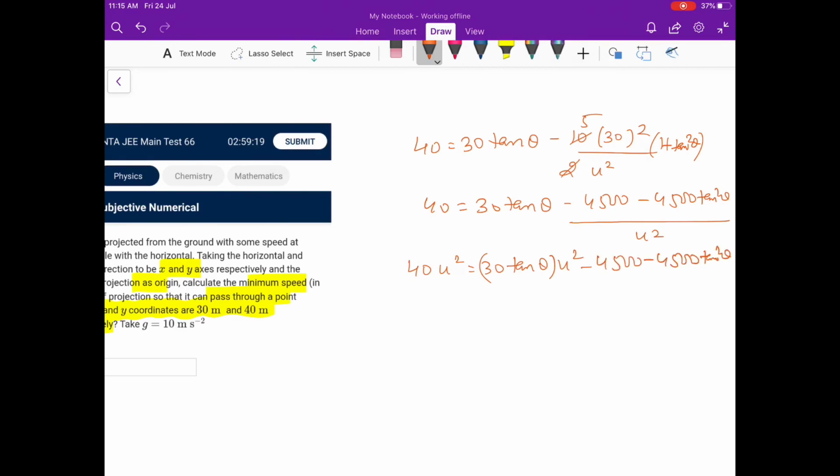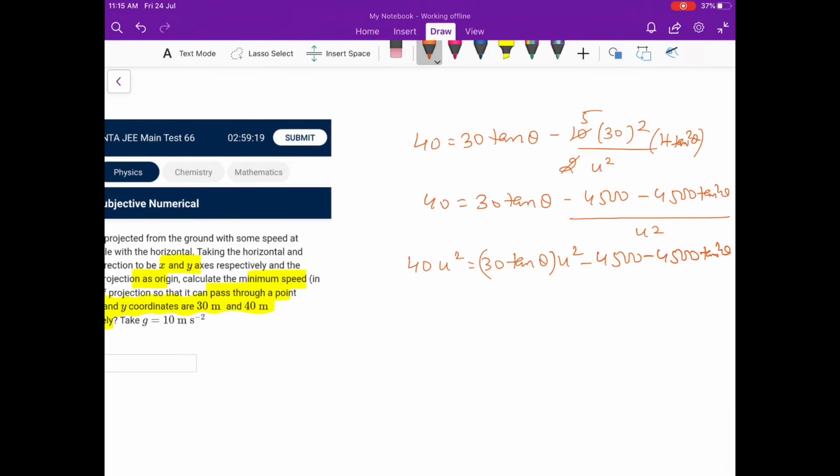So if I take this as a quadratic in tan theta, first of all, we are getting some things as common. The zeros go. Okay, so this is what we are getting now.